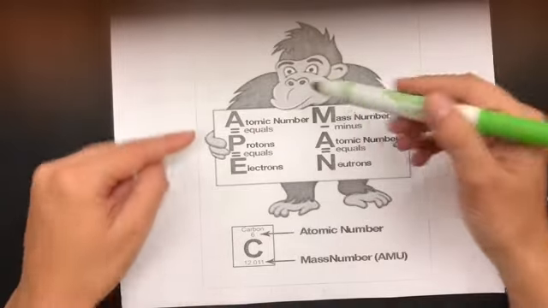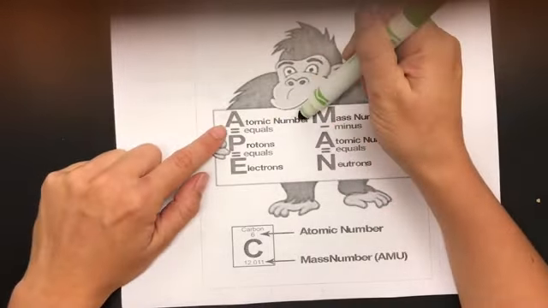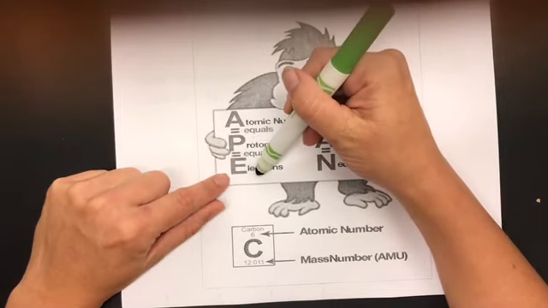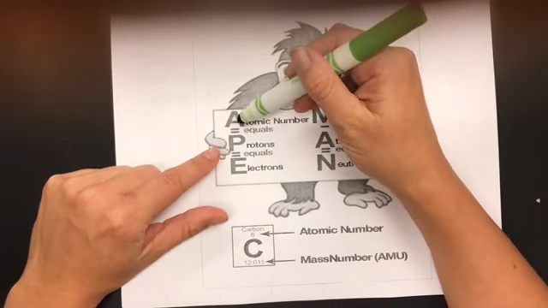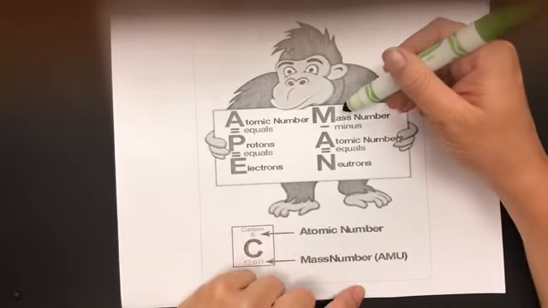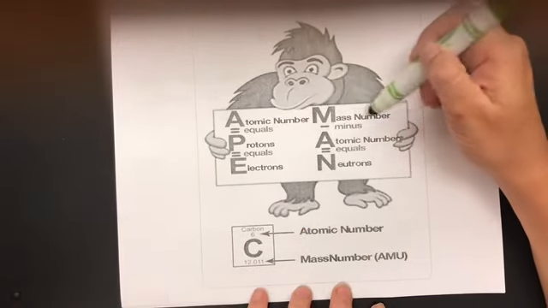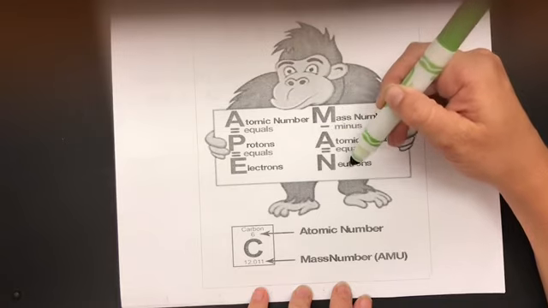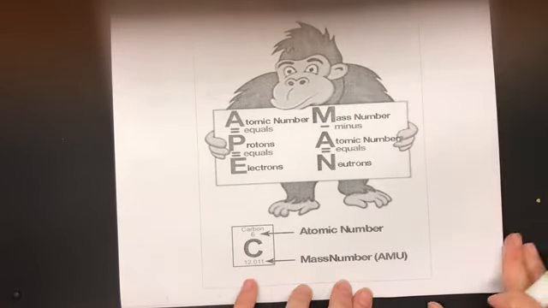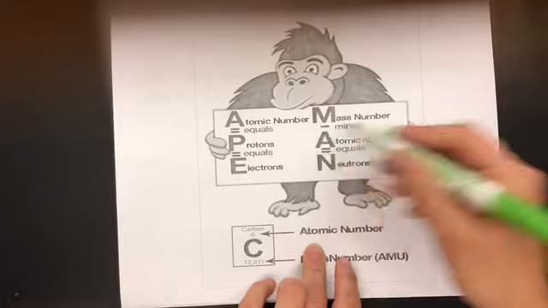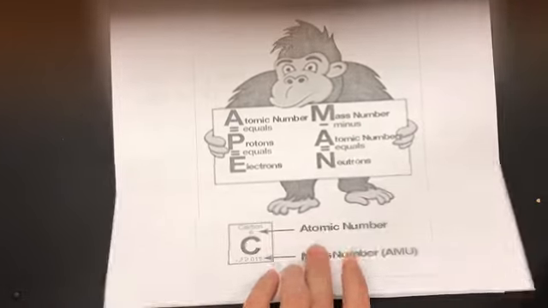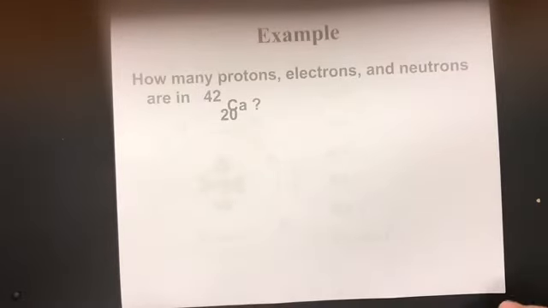APE MAN, the letters stand for atomic number equals protons equals electrons. APE: atomic number, protons, electrons. MAN, we just talked about this in the previous slide: mass number minus atomic number equals neutrons. Okay, so APE MAN, that's how you find all your different particles in an atom. Let's do a couple examples here real quick.